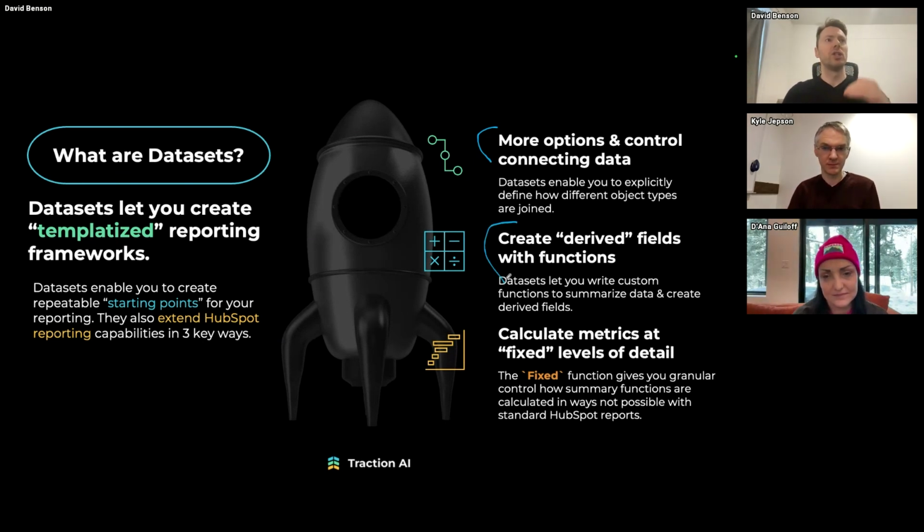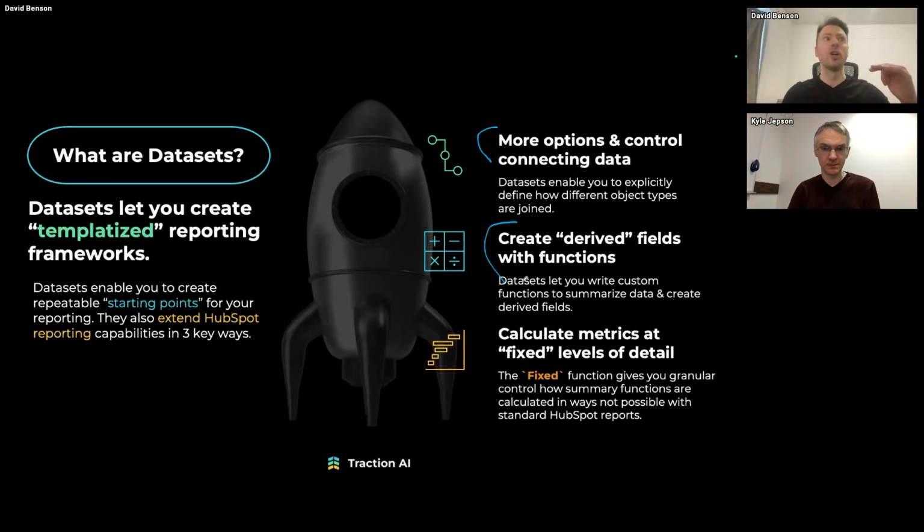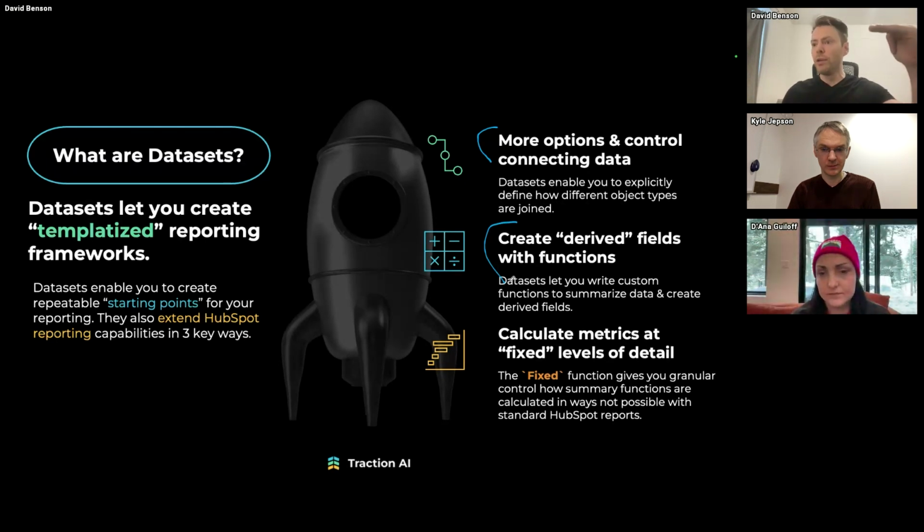The next piece is you have the ability to create what are called derived fields using functions, right? So much like all the admins in here, if you've used the calculated properties where you're writing little functions to build data out of data from other parts of the record, Datasets takes that to the next level. You can write functions that reference all of the connected fields across your data set and build summary data from them.